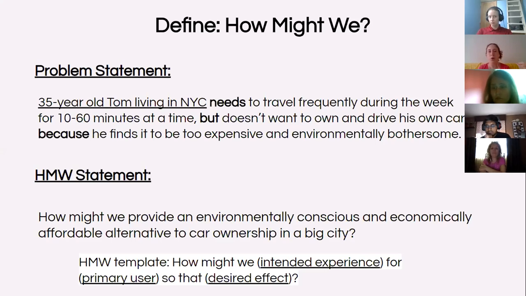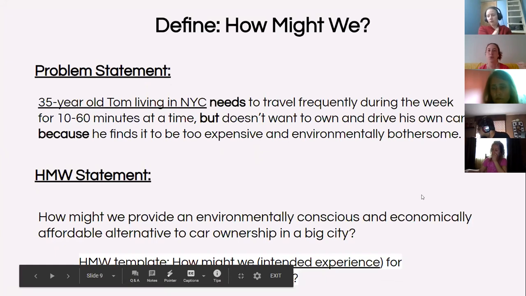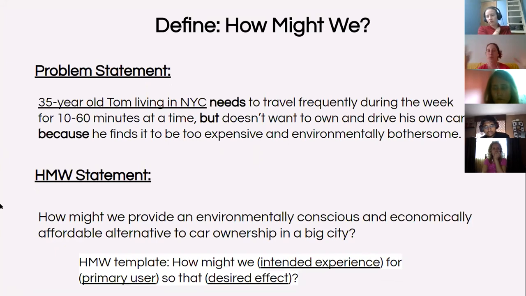If you wanted to optionally narrow down your solution space, your how might we statement, to an online or digital sense, yes, that would also be okay to do. You can definitely do that. If you would rather keep your brainstorming parts broad, you don't have to narrow it down to a digital space. You can just say affordable solutions, brainstorm both digital and physical.